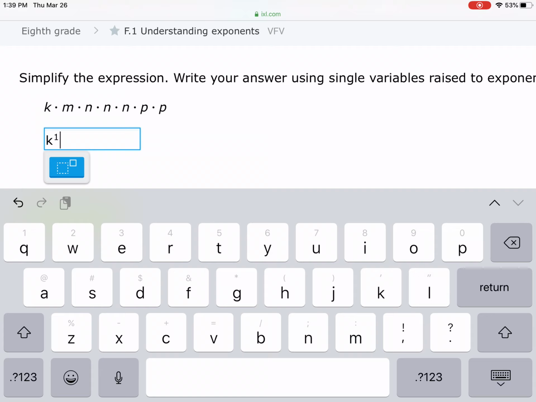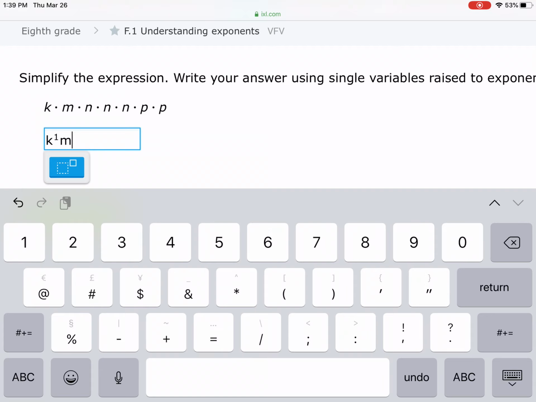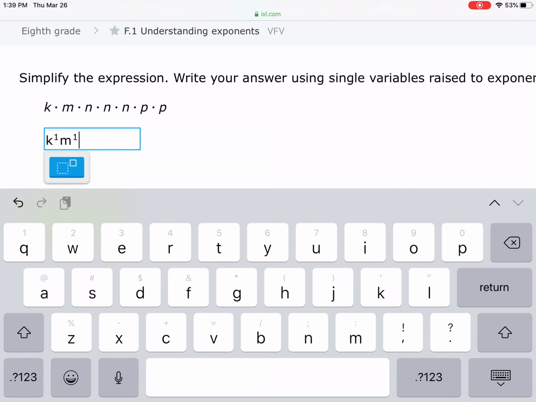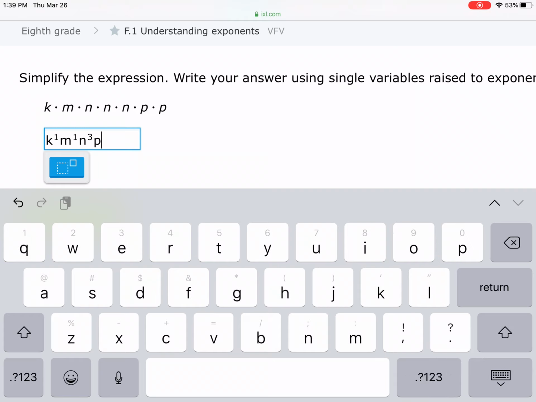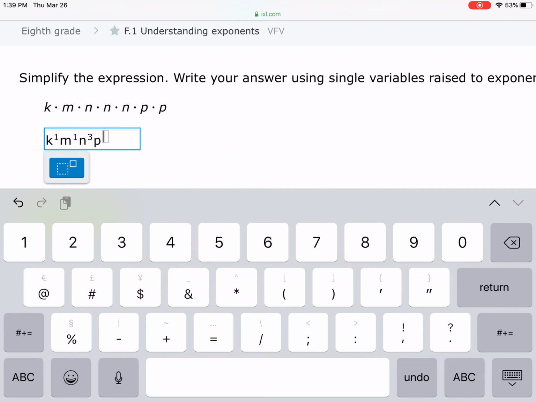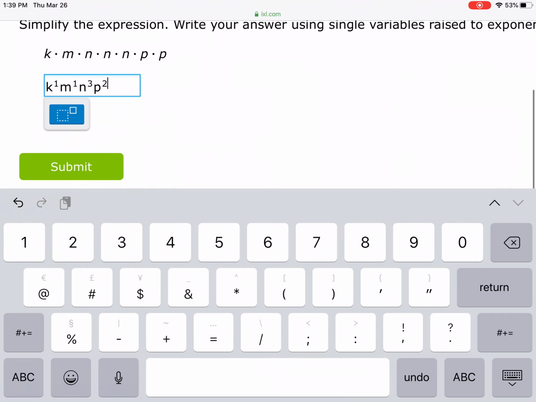Beside it, we're going to hit the letter M. We got one of those. Again, I missed the box, so make sure you're paying attention. We got the letter N. There's 3 of those, so 1, 2, 3. And then the letter P. There's 2 of those. And then you should be able to click submit.